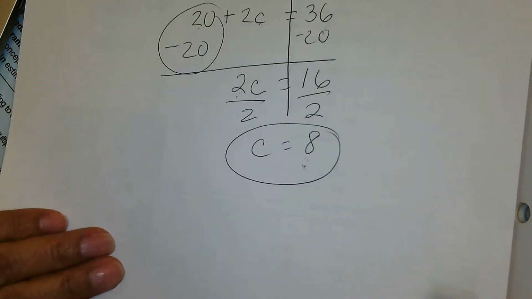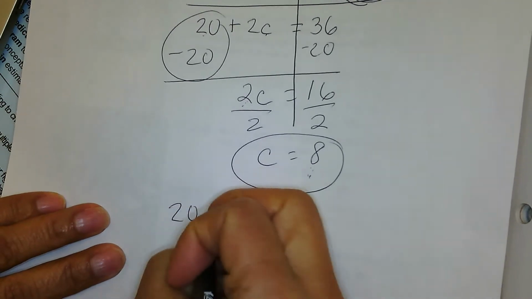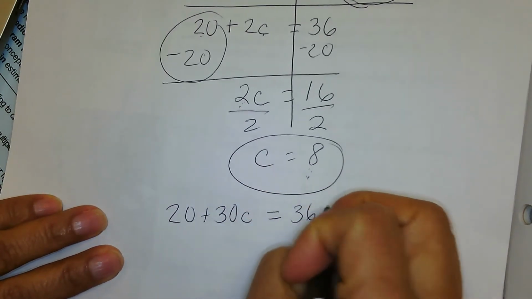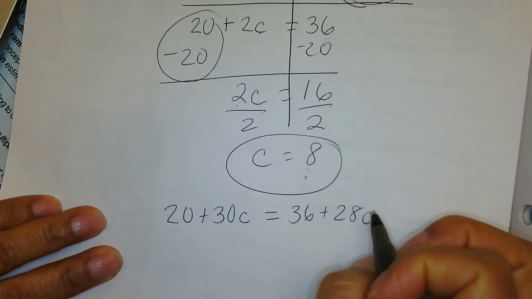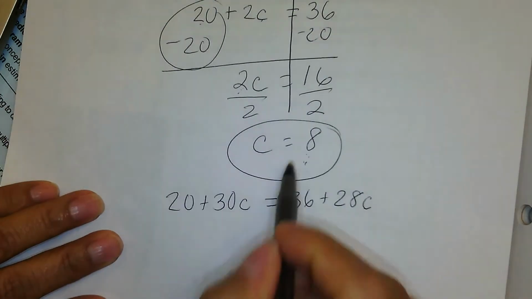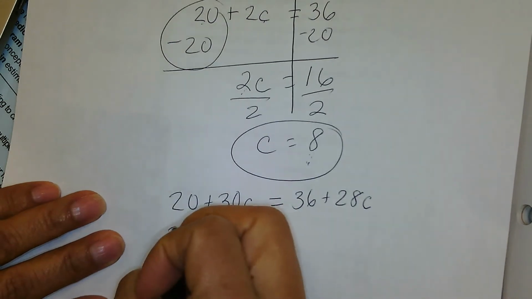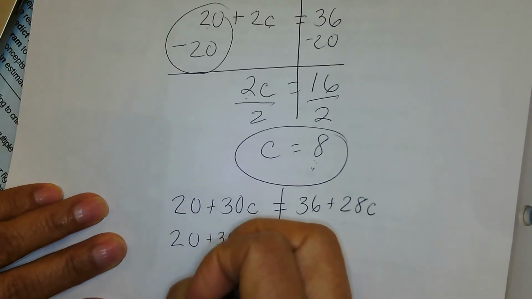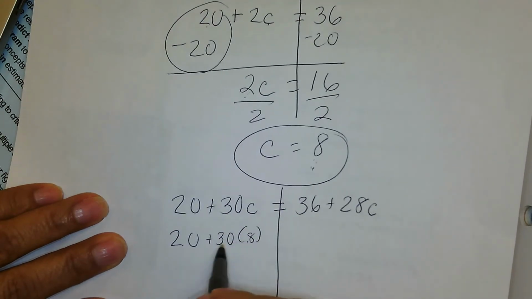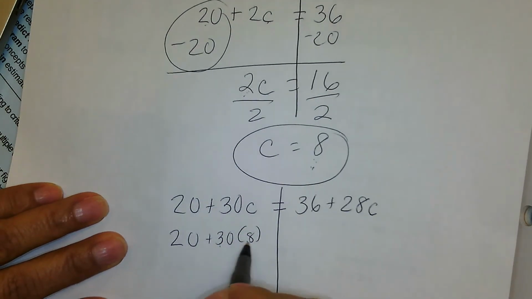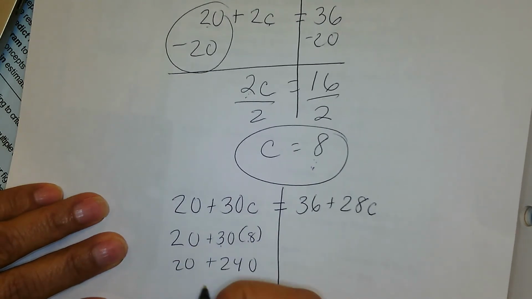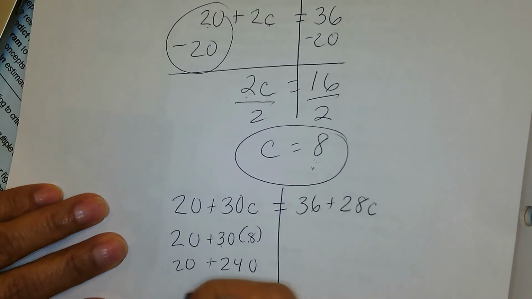And I can check, look, I'm going to check. 20 plus 30c, is that equal to 36 plus 28c when each car is after 8 days? Let me see. I'm put a line right there. So I'm going to have 30 times 8, 8 times 30. This is the way I go about. 3 times 8 is 24. That's 0 plus 20. And then that's going to be 260. So this one is 260.